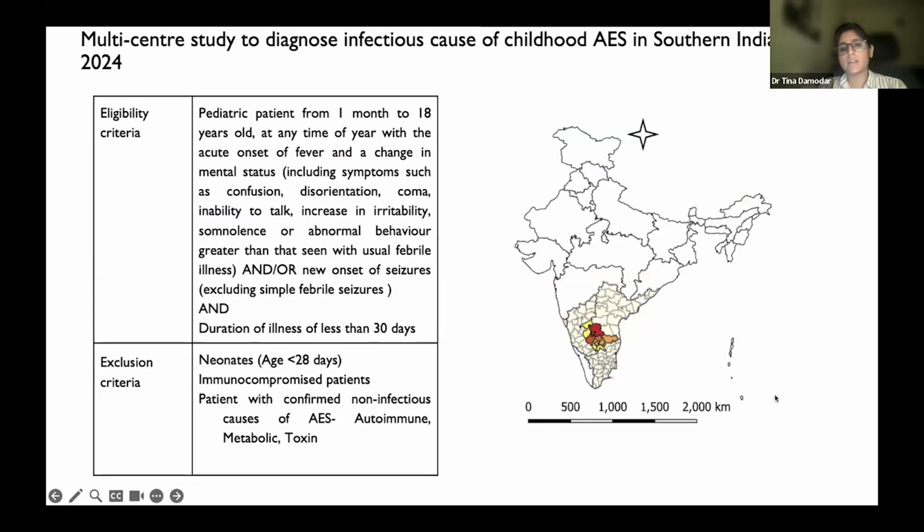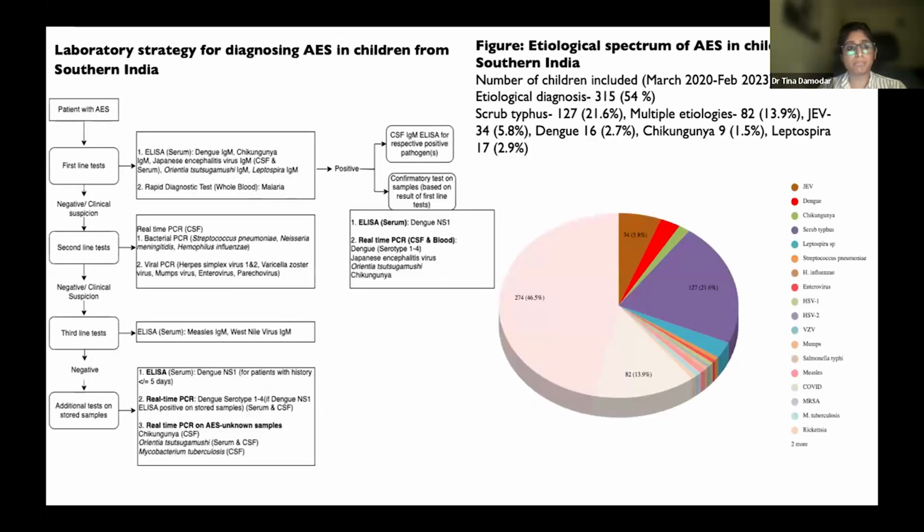Therefore, we initiated a similar study in southern India in 2020. It is still an ongoing study, and it is through the India Alliance. We've been recruiting children from 3 tertiary care hospitals in Bangalore, and we have patients from these highlighted regions from these 3 states, although more from Karnataka. And any child meeting the WHO criteria for AES is enrolled in the study. We use an extensive laboratory strategy for detecting at least 18 to 20 pathogens.